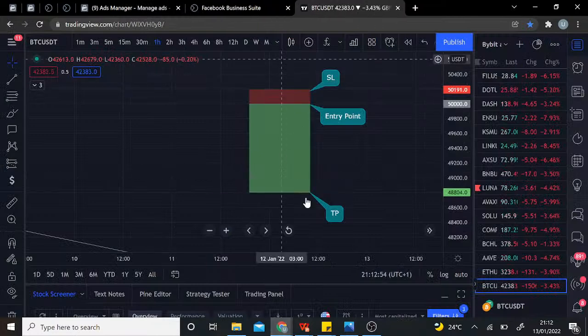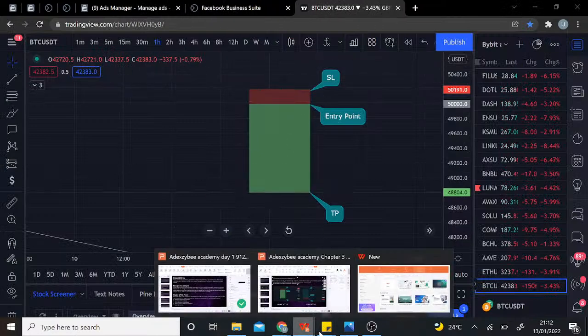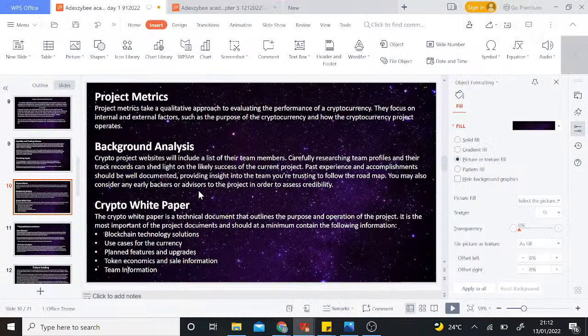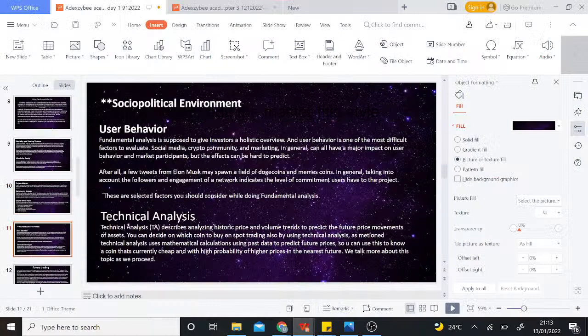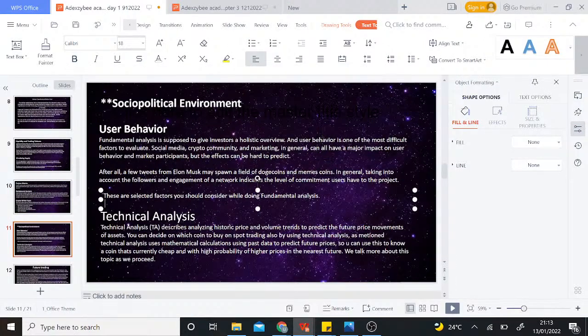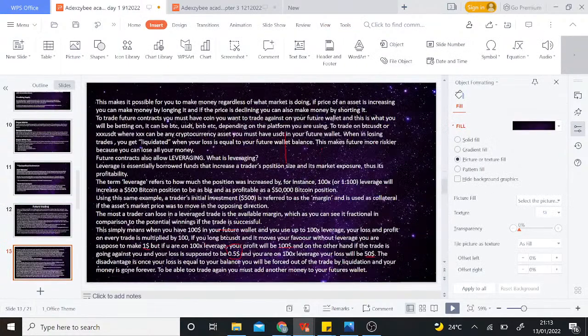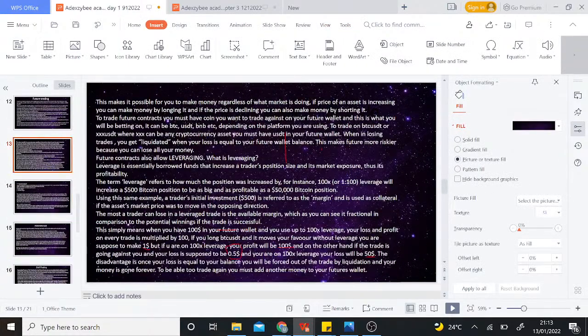So now we'll continue from where we stopped yesterday. I think this is where we'll stop. No, this is not where we stopped. We enter technical analysis, and yes, this is where we stop.